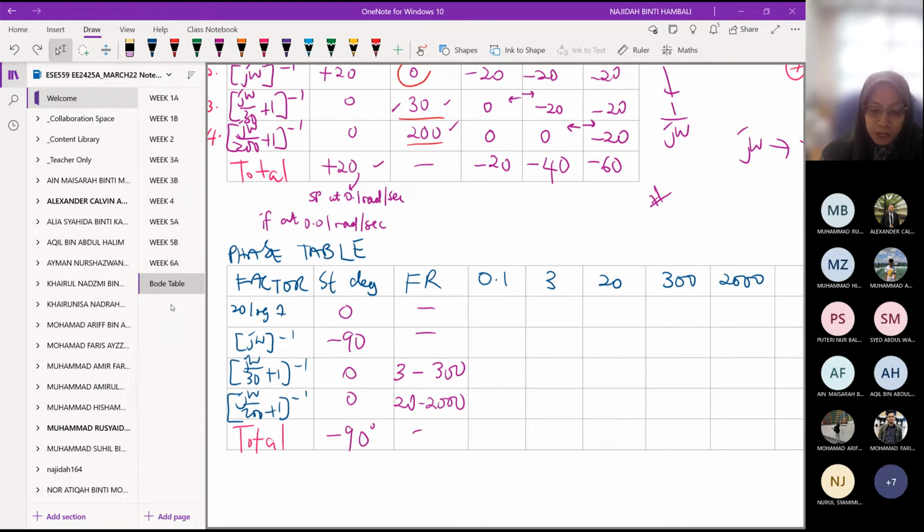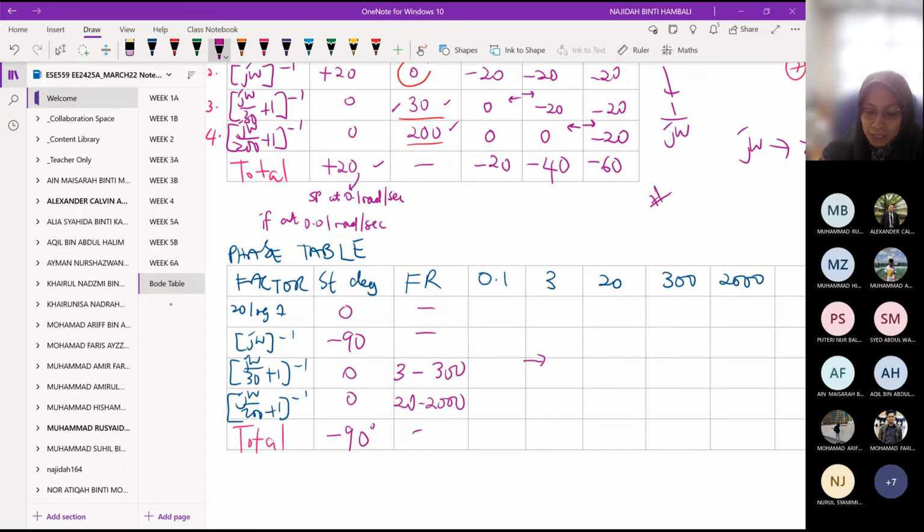How to fill up? Your frequency range for the third factor is from 3 until 300. Until 300, it will stop here. You cannot fill it in here, because this means it is already larger than 300. The frequency range 3 until 300 must stop here. A common mistake is that students assume it stops here, but this means it has stopped at 2000, so this one is wrong. It will stop here. Clear? Okay, so this one negative 45, this one negative 45. Lower than 3, 0. Higher than 300, 0, 0. Any question?